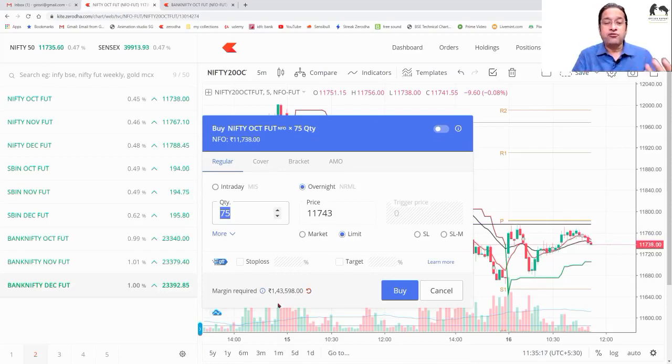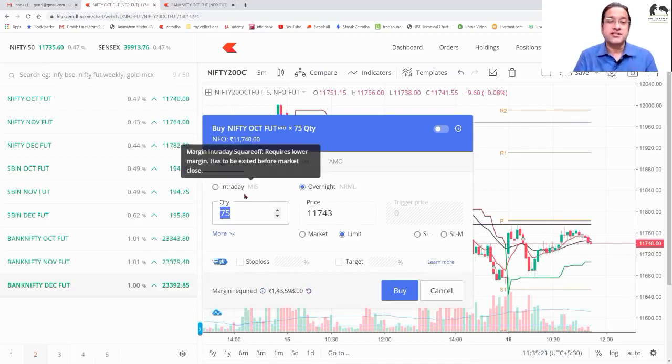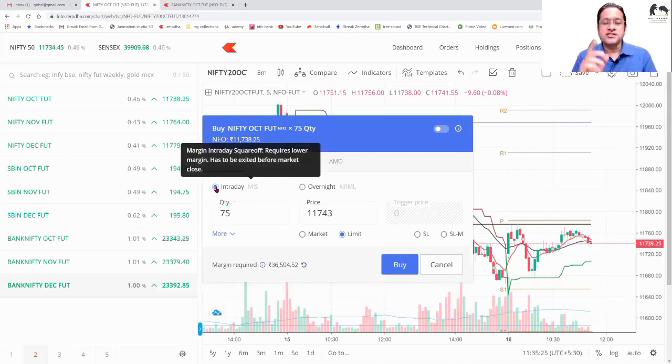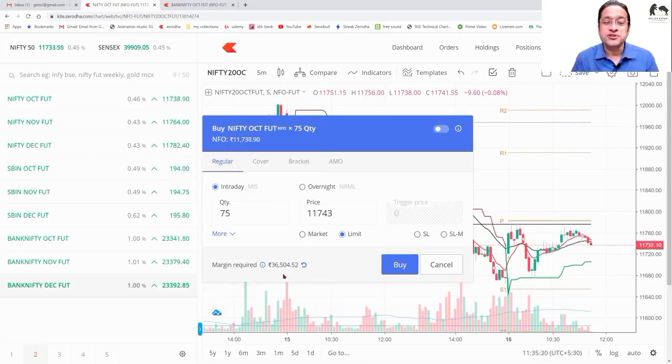And if I have to buy this, which I want to hold beyond today, this is the margin. There is one option for MIS, or intraday margin. As you can see, suddenly there is a change. Now you can see that the intraday margin has changed to 36,504. Remember, if you're taking this position at 3:20, your position is squared off, irrespective of wherever the market is going. But if you're only looking at anything to do before 3:15, then it would make sense to go for an intraday.